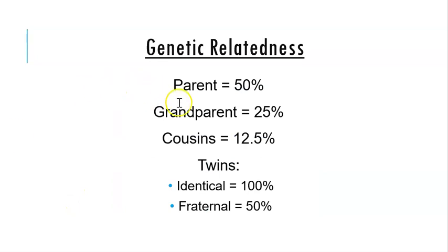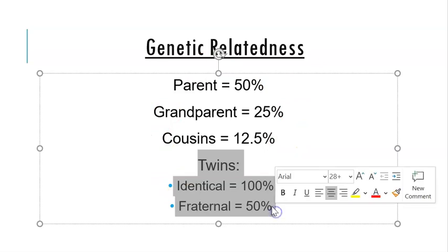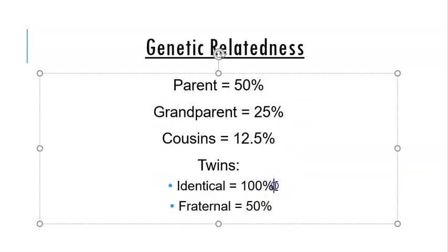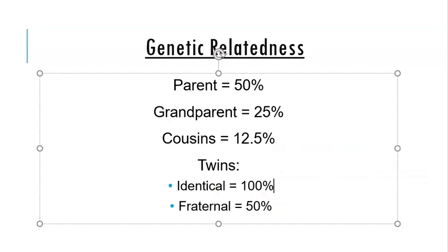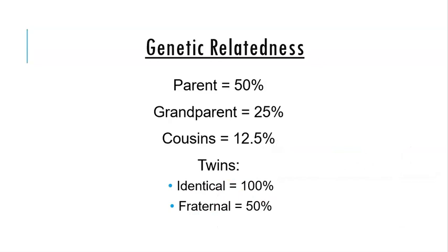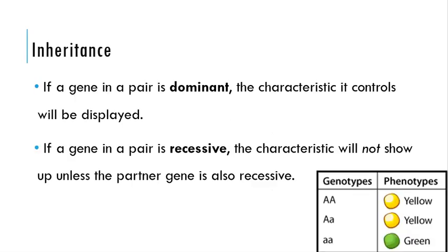This is how it works for going back more. So grandparents, you'll be 25%. You don't really need to memorize these, but the important thing here is twin studies, or with twins. If you're an identical twin, we call it identical because you have 100% of the same genes as your identical twin. And fraternal twins are similar to just normal siblings, so you're again only going to be 50% similar.